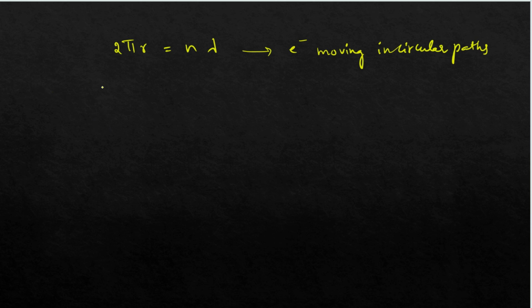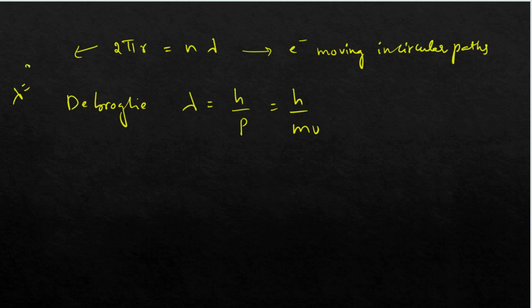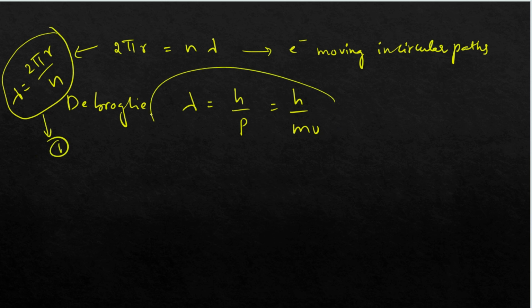In general terms, de Broglie suggested that lambda of any object will be equal to h by p, that is h by mv. And from the first equation, we can write lambda as 2 pi r by n. This is the first equation, and this is the second equation. Both are lambda terms only.